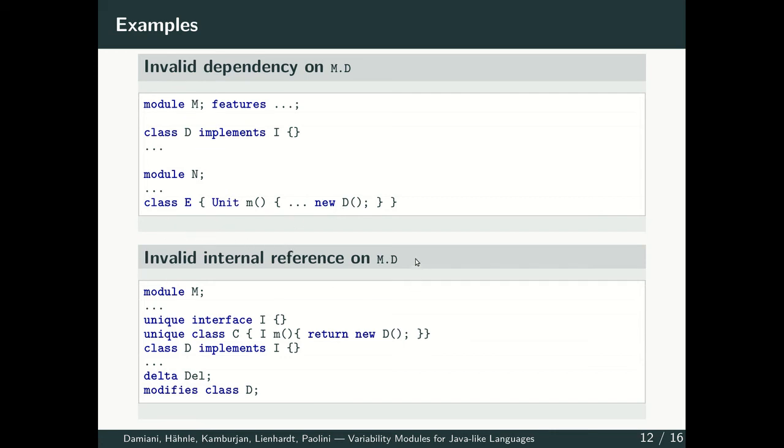Similarly, we can have the same situation inside of a module. Here we have a unique interface and a unique class, and the unique class creates a new D instance. Now we have at least two different Ds: the original one, and here we have a modified one where the delta continues. So which one do I create, right? Because they end up in different modules, so I need somehow to annotate here which of the different variants I need to use. So these two examples violate the PEV, so our implementation would reject them.